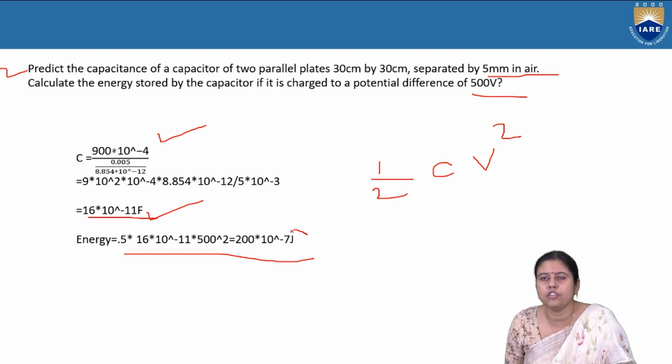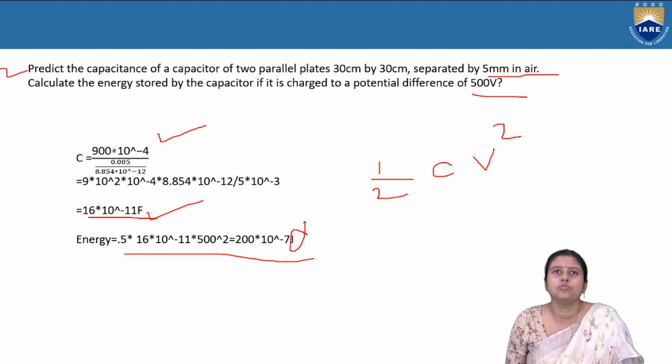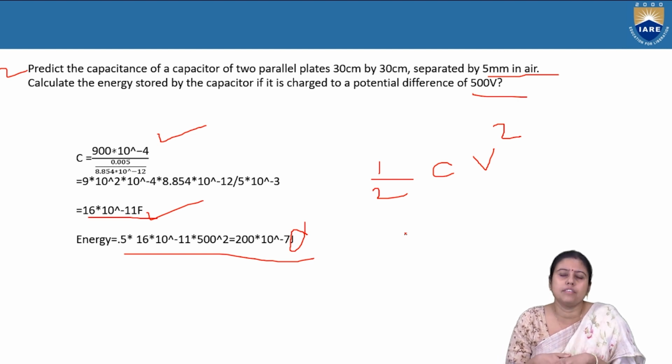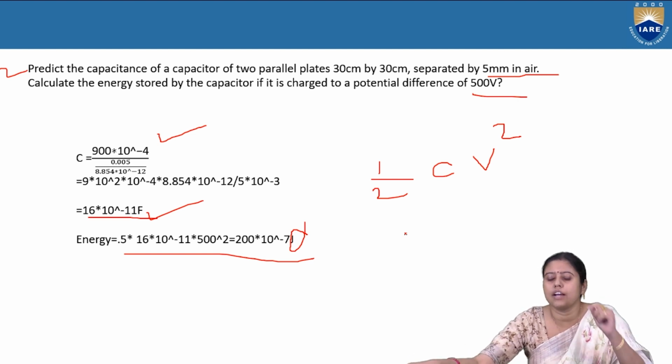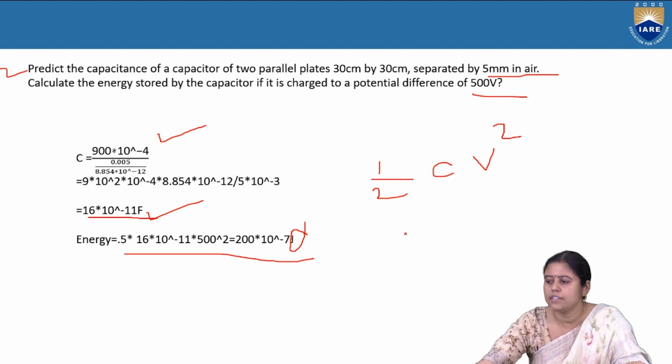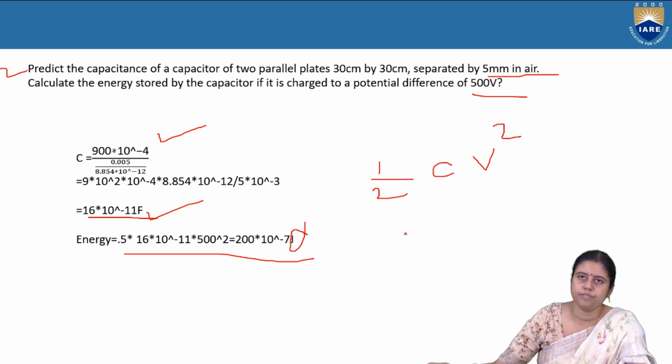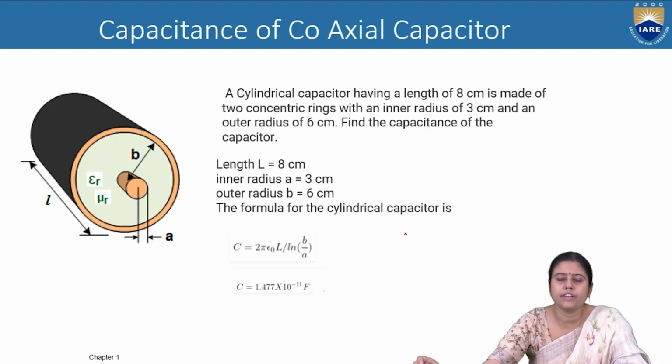Remember, the energy unit is always the joule. So we got the equation. First we will calculate the capacitance, and the energy stored in a capacitance is half C V squared. Next, we have another question.